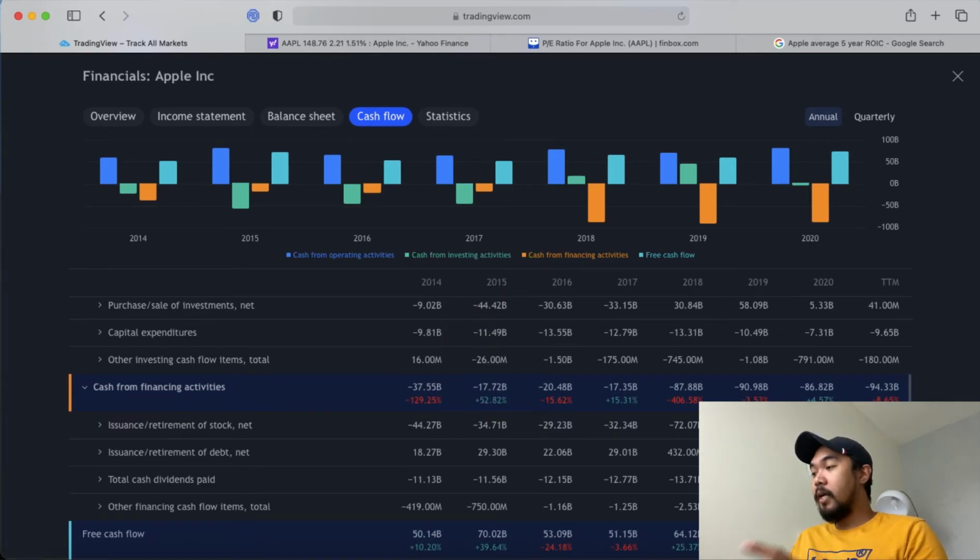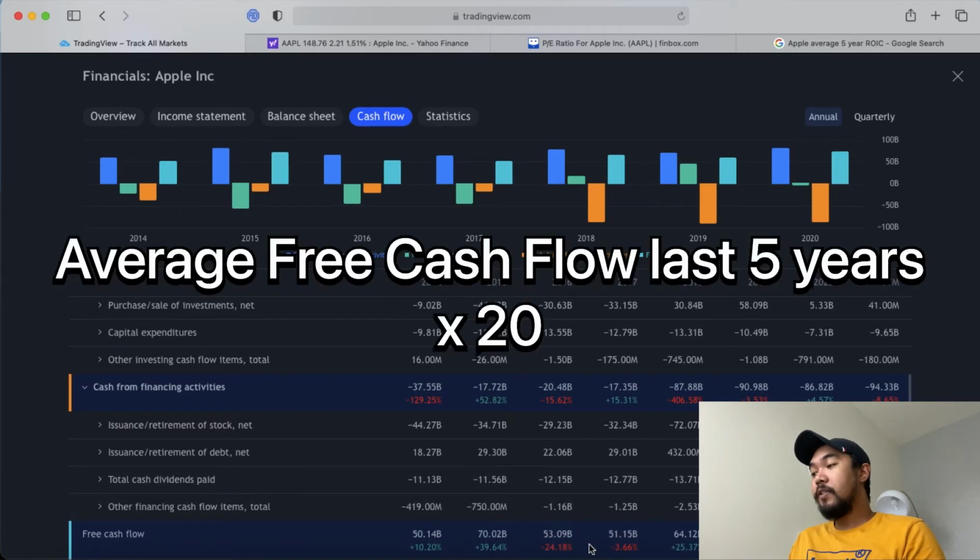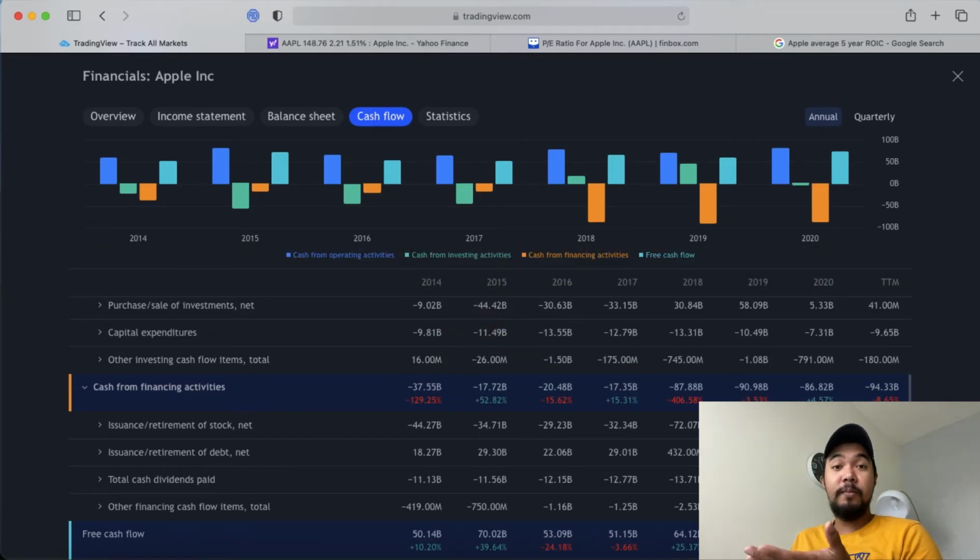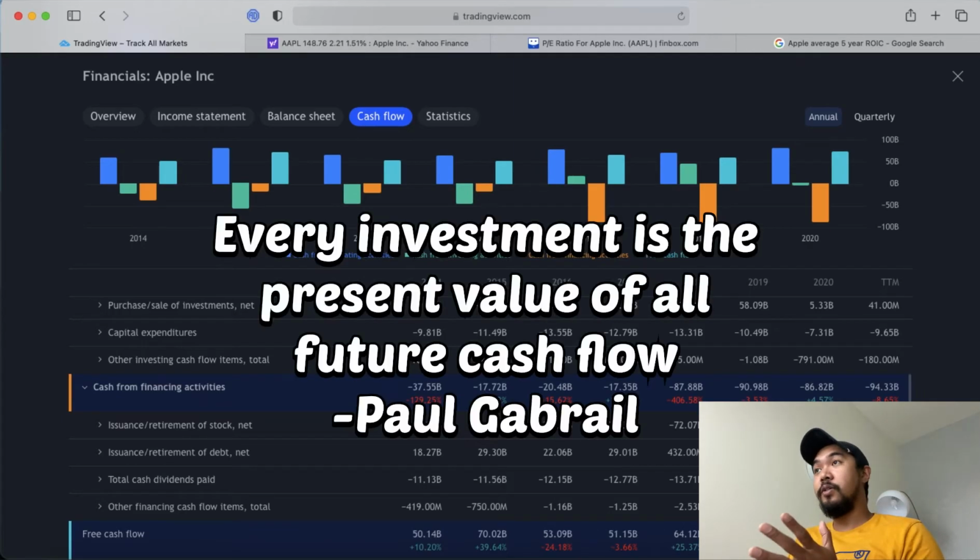And number 8, the last one, is average free cash flow. We'll be dealing with the average free cash flow of the last 5 years, and then we'll multiply that by 20. Why 20? It's just a starting point, according to Paul, one of the guys from Everything Money. It's just a starting point for us to gauge that these guys can pay off their debts, and that they have sufficient cash flow to keep the company growing.